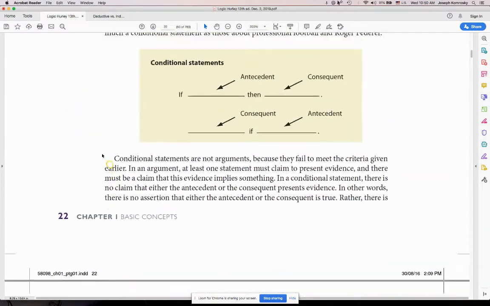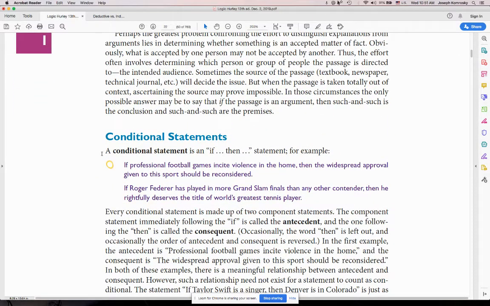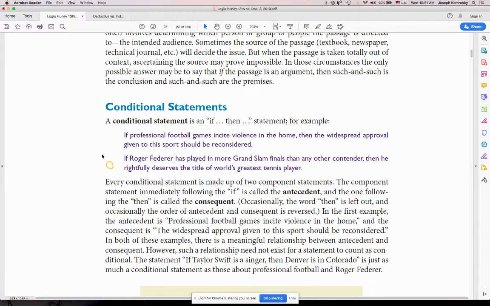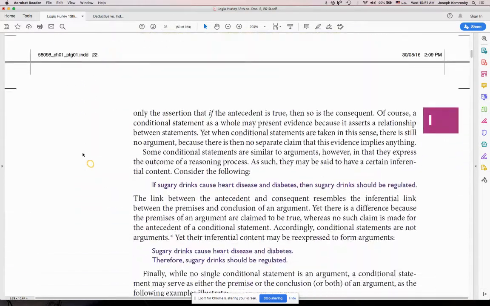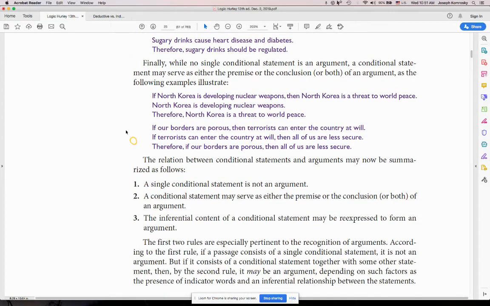And the bottom line with this is that conditional statements are not arguments. They're just a conditional statement. If this, then that. They can be turned into an argument, but in order to do that, you have to drop the if-then. And Hurley will show you how to take a conditional statement and turn it into an argument. And I'll let you read that on your own. But just a conditional statement by itself is not an argument.